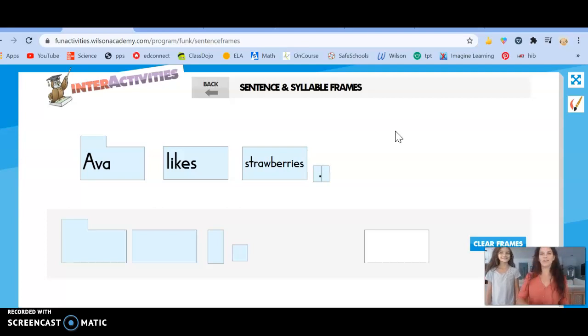Okay, Ava, what else do you like? I like dogs. Okay, so Ava likes, and instead of having strawberries, I'm going to erase strawberries and put dogs. Ava likes dogs. There's 3 words, Ava and likes dogs. Okay, Ava, what else do you like? Flowers. Flowers, okay. So, Ava likes dogs. I'm going to erase the dogs and I'm going to put flowers. Ava likes flowers.